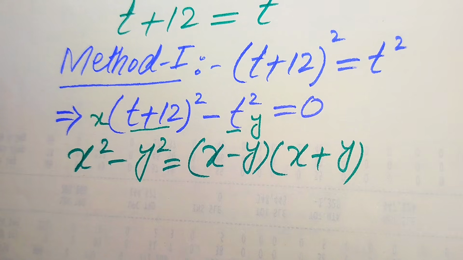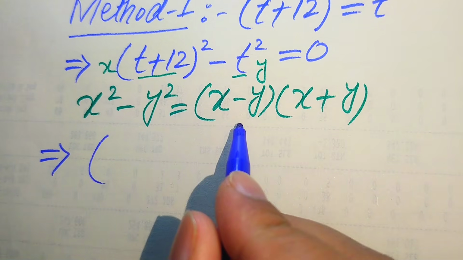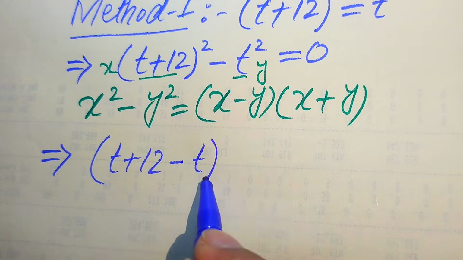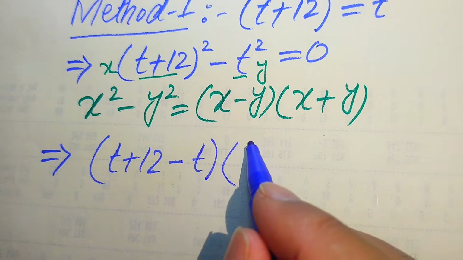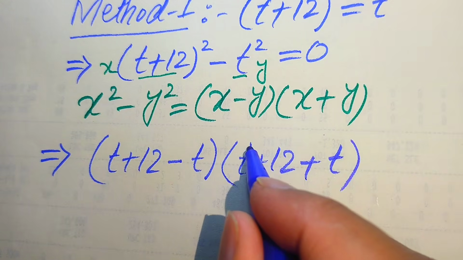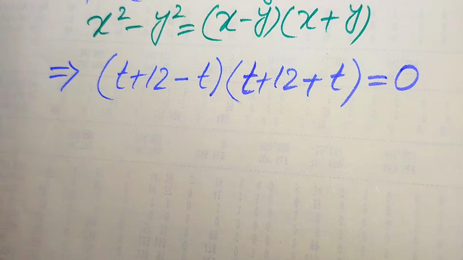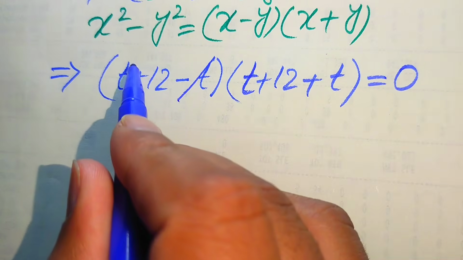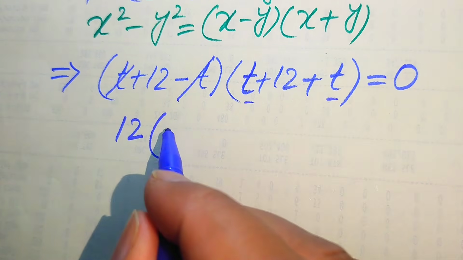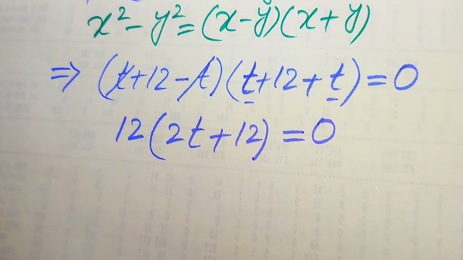After substituting these values according to this formula, it will be written as: first factor is x minus y. The value of x is t plus 12, minus the value of y, which is t, into the second factor, x plus y. The value of x is t plus 12, and plus the value of y, which is t only, and this whole equation is equal to 0. So in the first factor you see here this minus t and this plus t are cancelled out by each other, and here we obtain 12 only. So here we have t plus t becomes 2t plus 12, and this whole equation is equal to 0.